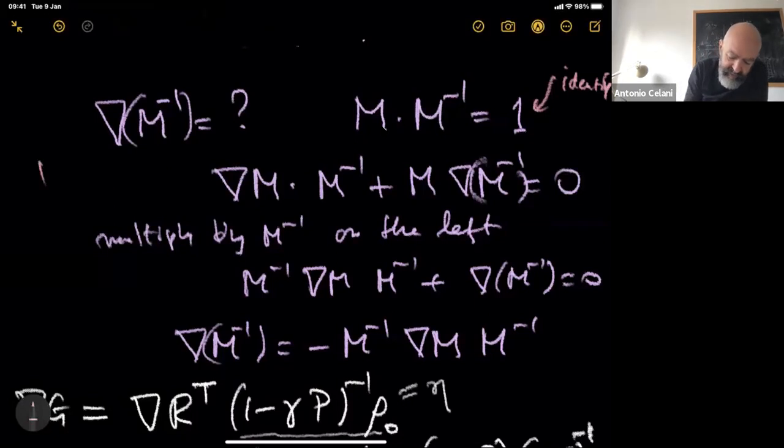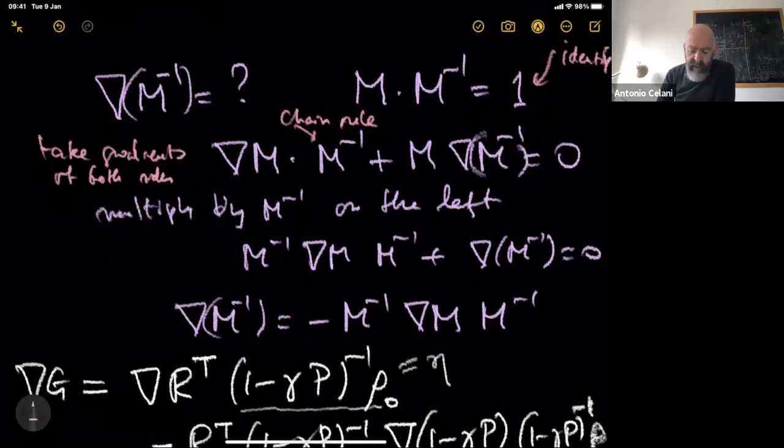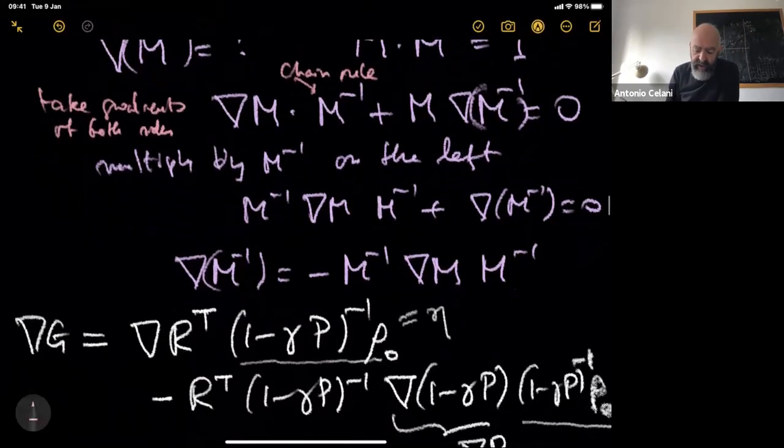So I take gradients of both sides. And then this is the chain rule again. And then I multiply by m minus 1 on the left. Again, simple manipulations. And then eventually I get this formula here for the inverse of the matrix, where you see all the care must be taken in the fact that the m minus 1s must be on both sides of the gradient.